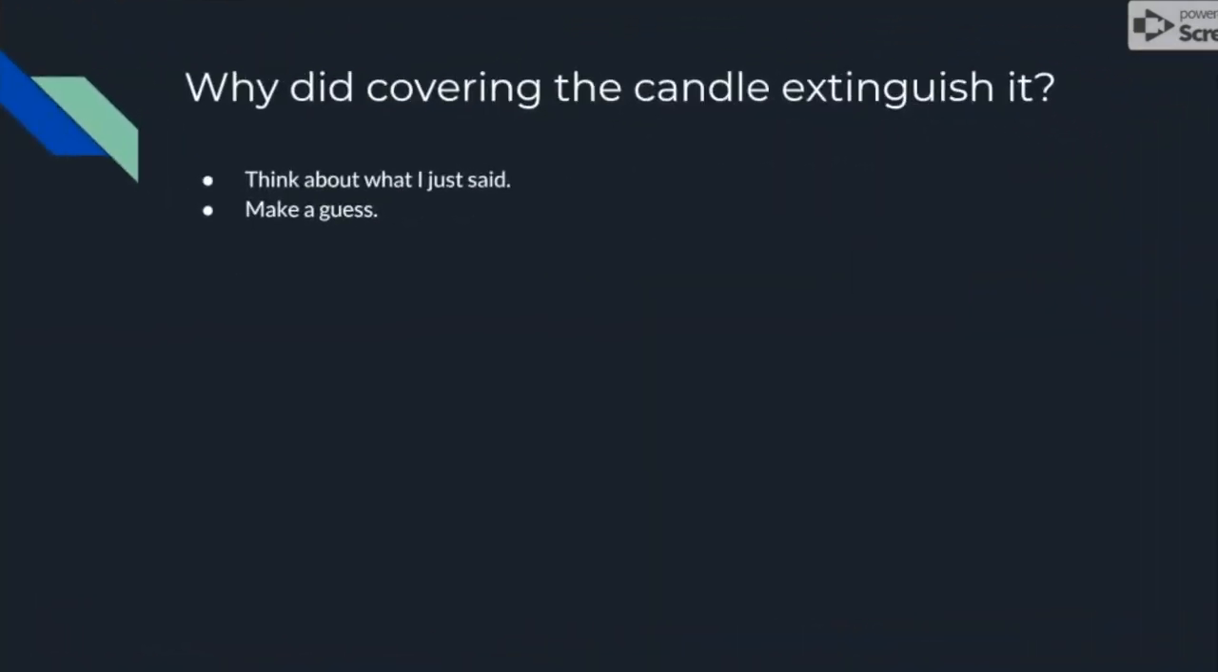So now we're going to talk about why covering the candle extinguished it. Think about what I said about the chemical reaction and make an educated guess about what will happen. Pause the video now and write down why you think this happens. And then we're going to talk about it.